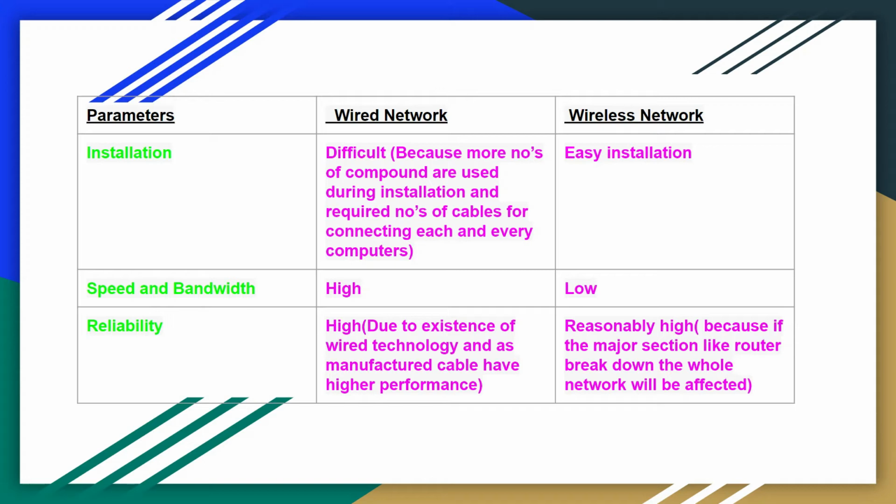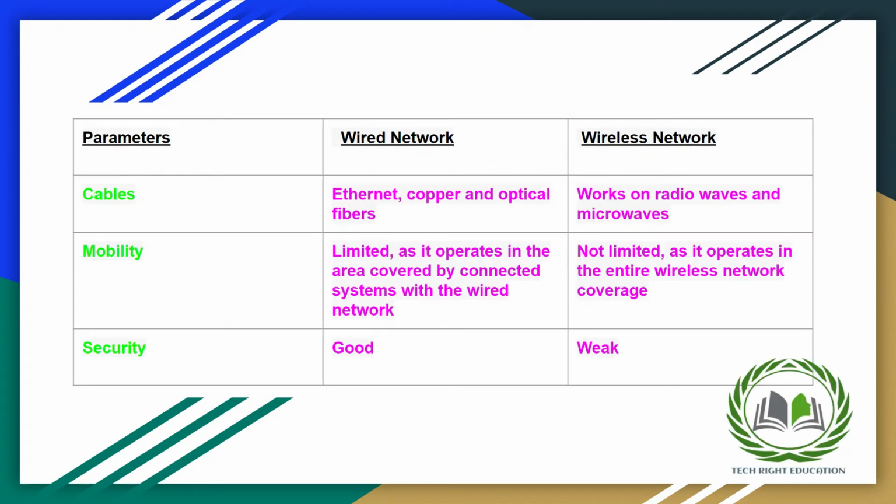But if I talk about a wireless connection, then what happens? Anybody can interrupt and anybody can steal the data. That's why it's reasonably high. The next parameter is cables. In the case of wired network, we use Ethernet, copper and optical fiber cables. While in a wireless network, there is no need to use cables. We use radio waves and microwaves.